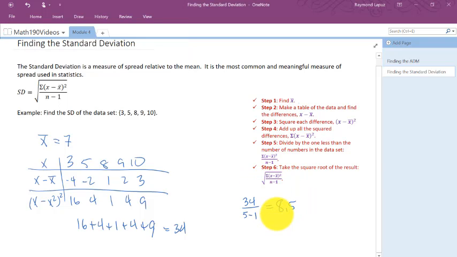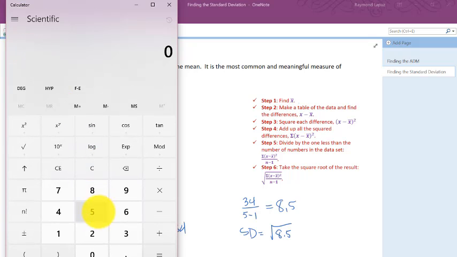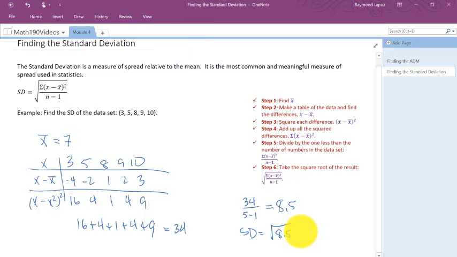And then our last step is to take the square root. So the standard deviation is the square root of 8.5. So let's find that in our calculator. And for this, we need to go to at least a scientific calculator and do our 8.5 and this square root. So we get 2.9157. So let's just go with 2.9. So the SD is equal to 2.9.